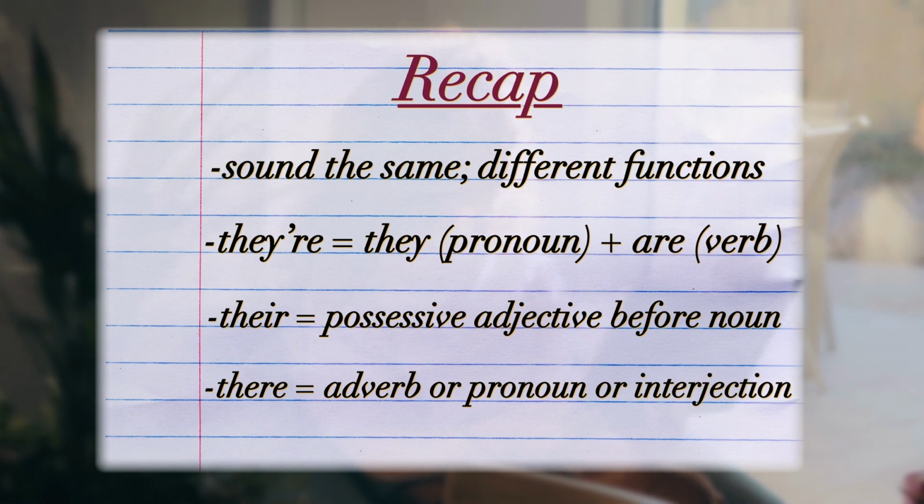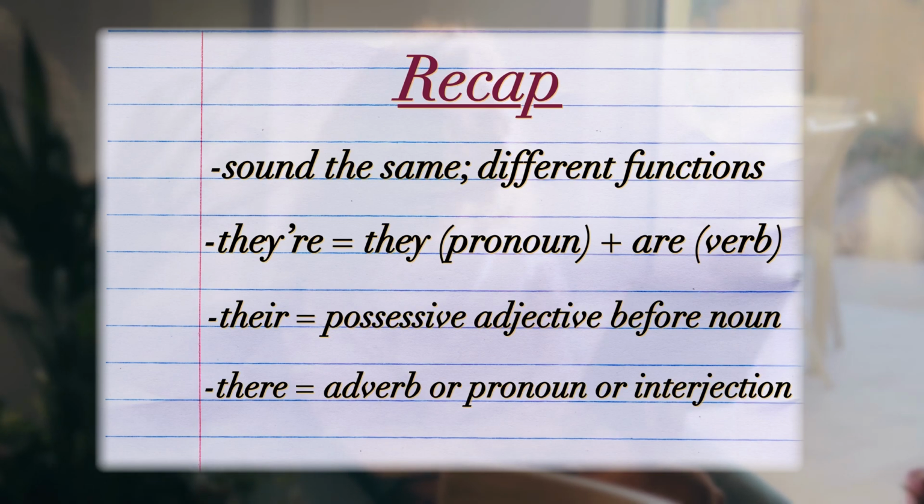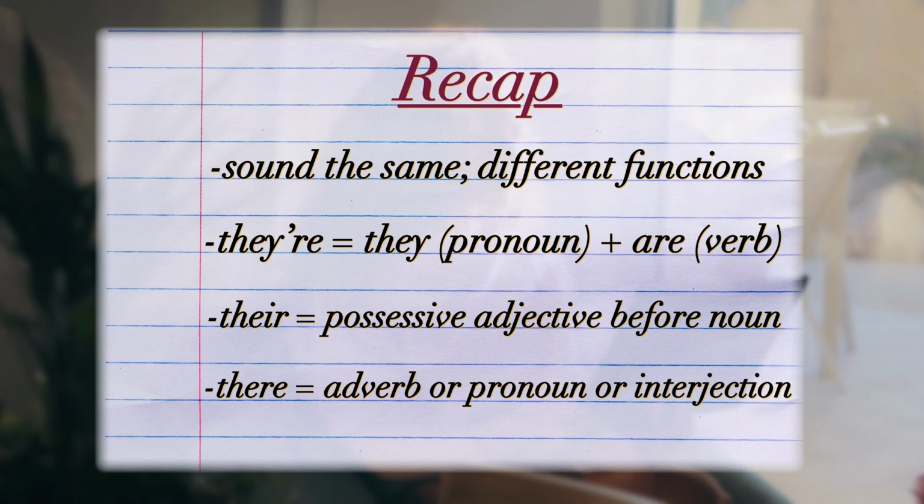But don't you dare forget about the third word, there. There can be used in several ways. It can be an adverb, pronoun, or interjection. If it is an adverb, it answers the question, where? When it's used as a pronoun, there introduces its corresponding noun, which is also the subject. Lastly, there as an interjection simply shows how the speaker is feeling in that moment, adding no grammatical value.